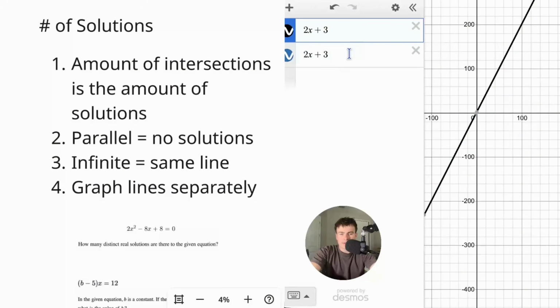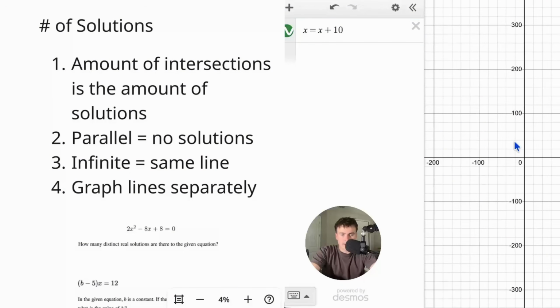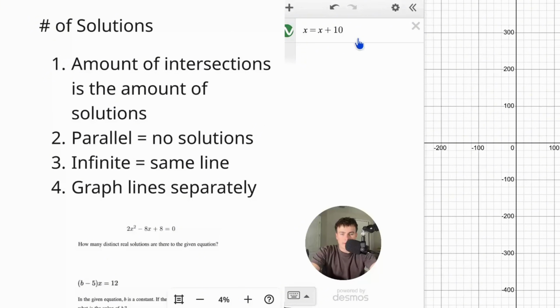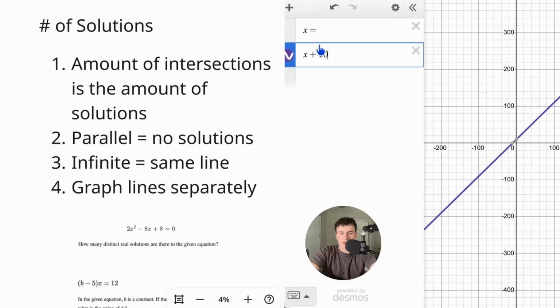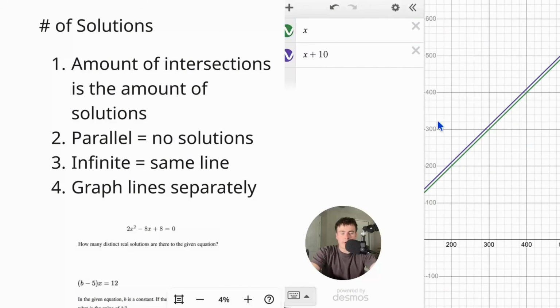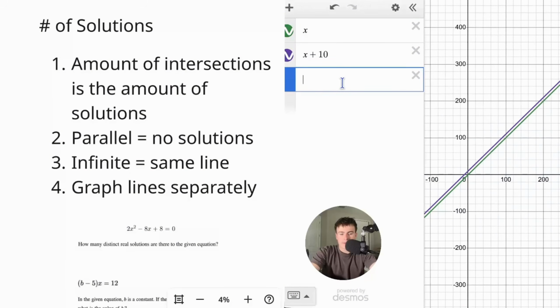So the lesson learned is if you have infinite solutions, it's not going to graph it if you set them equal. However, no solutions does the same thing. So for example, let's say you had x equals x plus 10. These are no solutions because no matter what value of x is, they're not going to have a solution. And if I type them in, it's not going to show anything. So you have to show this on a separate line, and now they're parallel, so therefore you know there are no solutions.